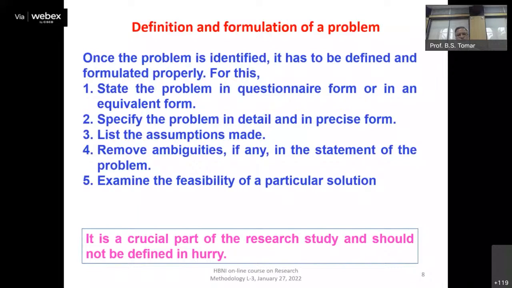So this is the most crucial part of the research study and should not be defined in a hurry. So it's good to spend a couple of months probably reading in the library. I will discuss that in the library work, and then come to a topic conclusion that this is the topic you are going to pursue.